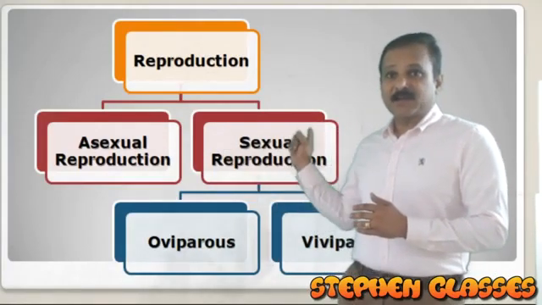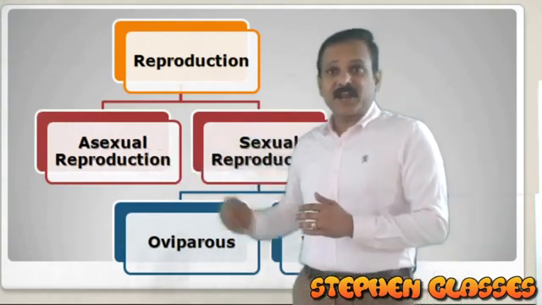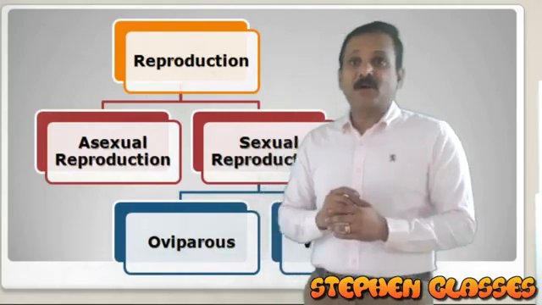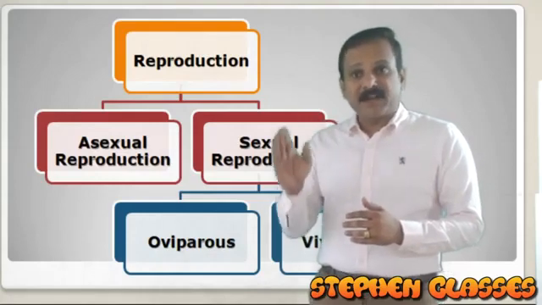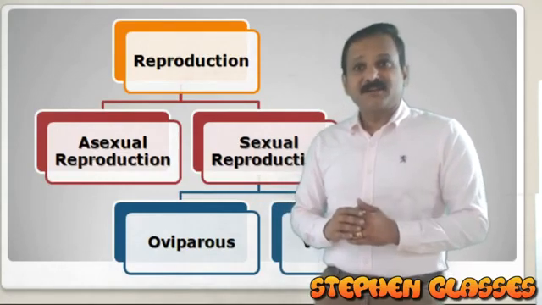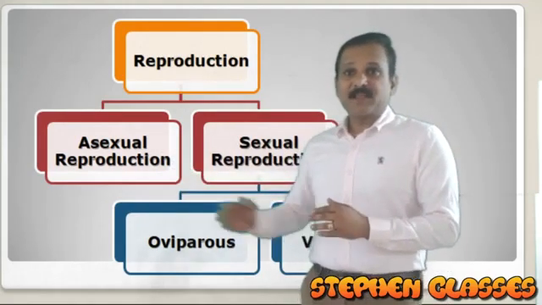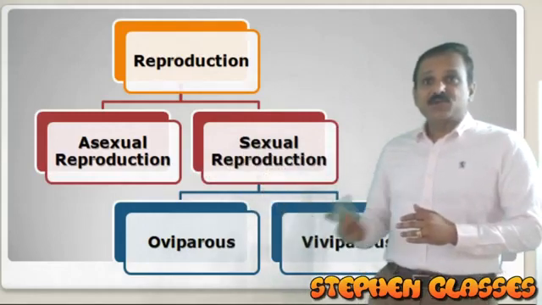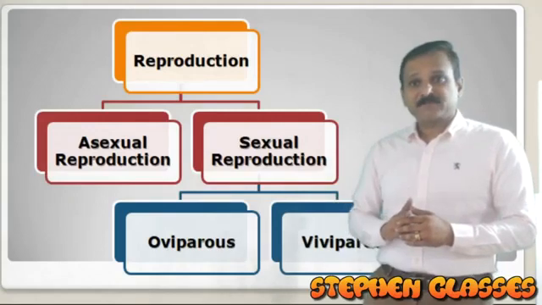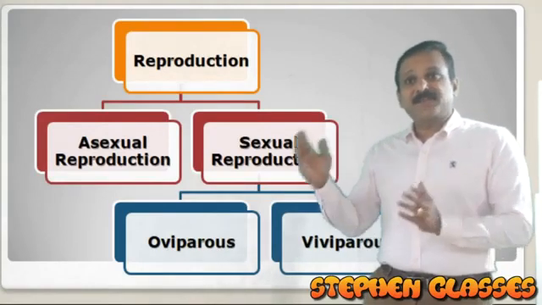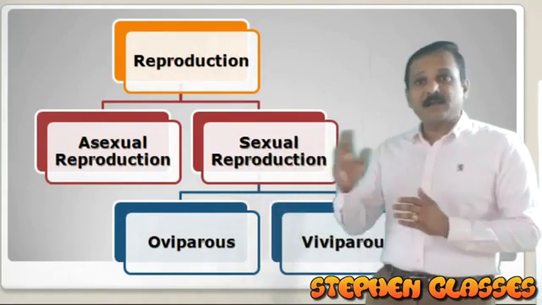Here I have given you a slide showing asexual reproduction and sexual reproduction. In asexual reproduction, only one individual is involved, so it is uniparental. For example, fission, budding, fragmentation, regeneration are all examples of asexual reproduction. But in the case of sexual reproduction, two individuals are involved, or you can say it is biparental. One is a male individual and the other is a female individual.